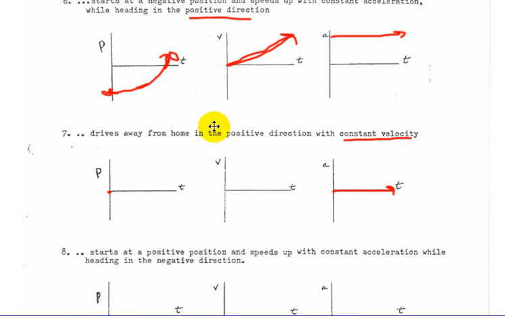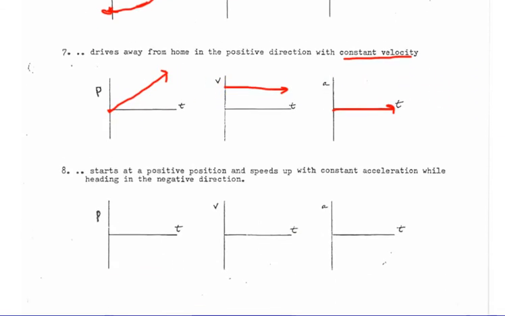So looking here, we're going in the positive direction with constant velocity, so constant positive velocity. And of course, in order to get a positive constant number, I must have a line that looks like this. So the slope of an increasing line is a constant positive number.